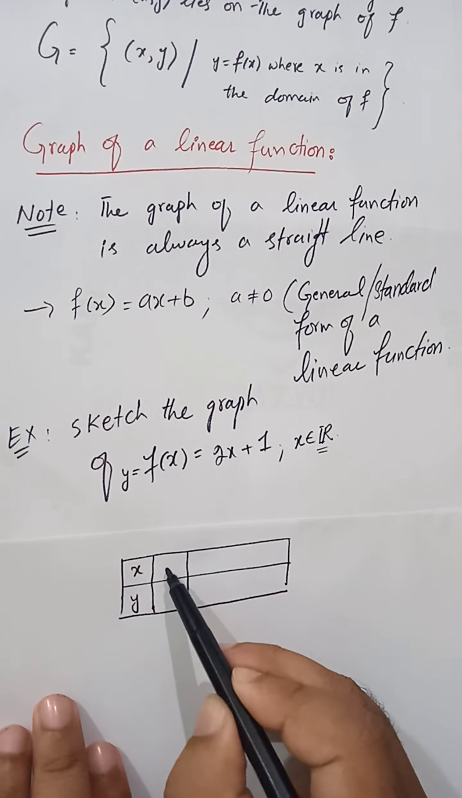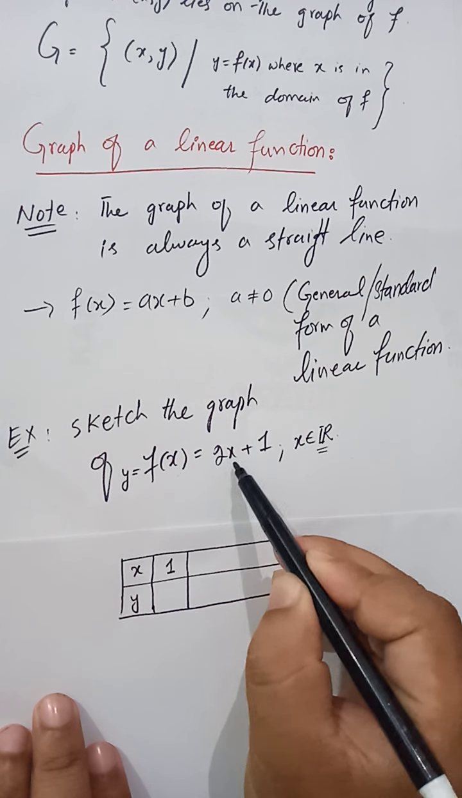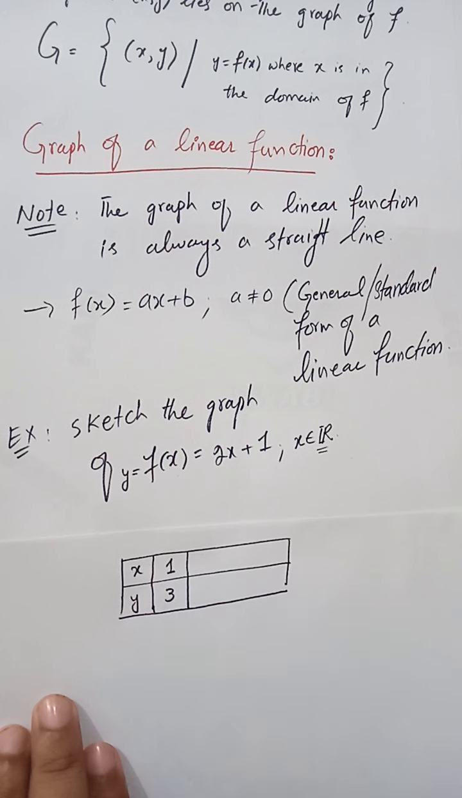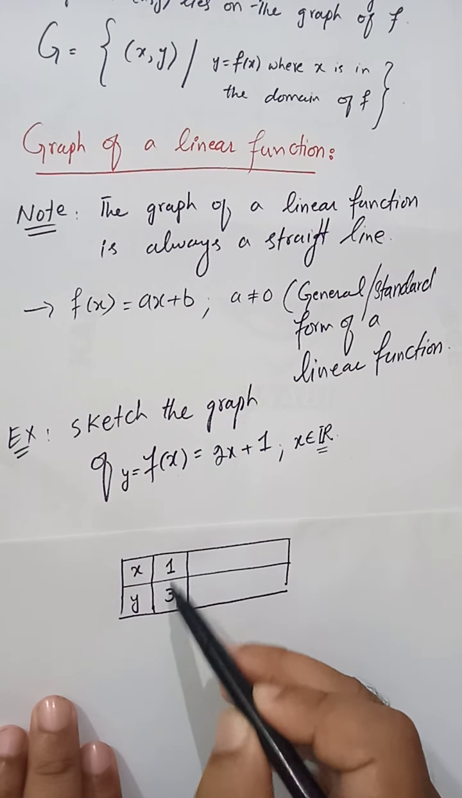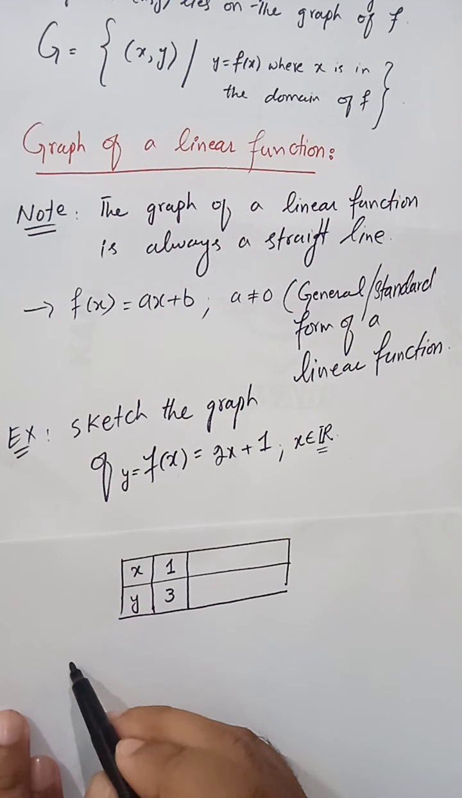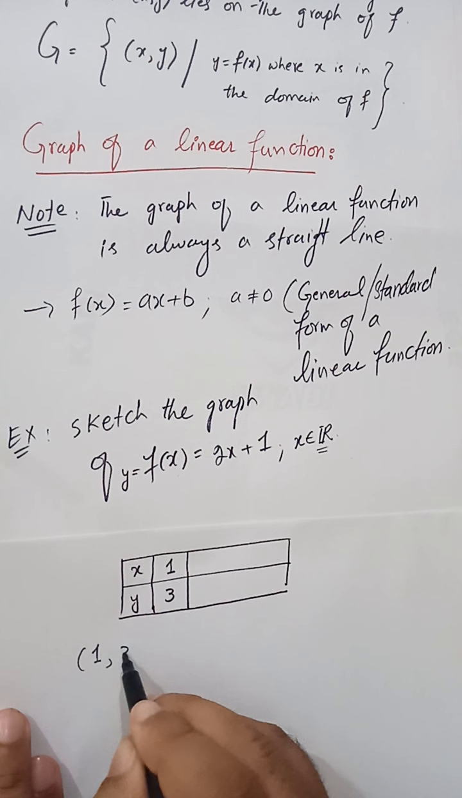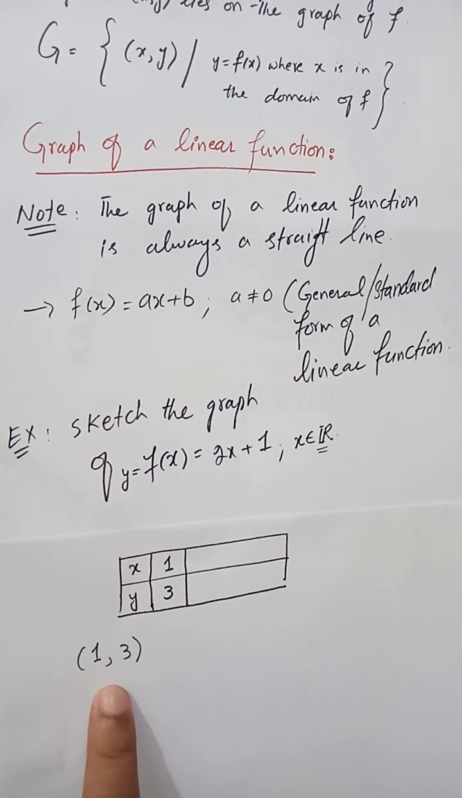So I am choosing, let's say, 1. When I put 1 here, this is 2 multiplied by 1 plus 1. So 2 plus 1, you will get 3. So from here you get an ordered pair 1, 3. This ordered pair graphically represents a point in a plane.